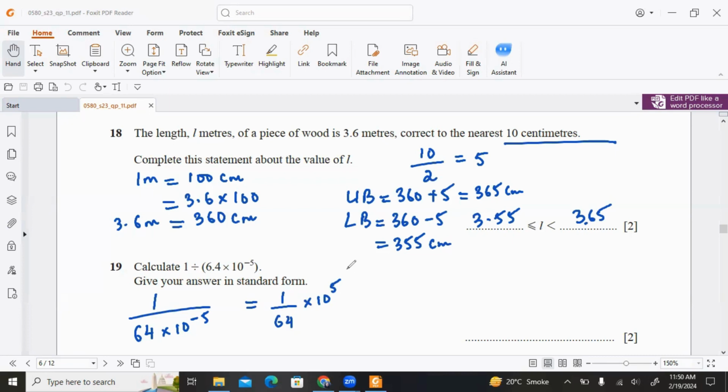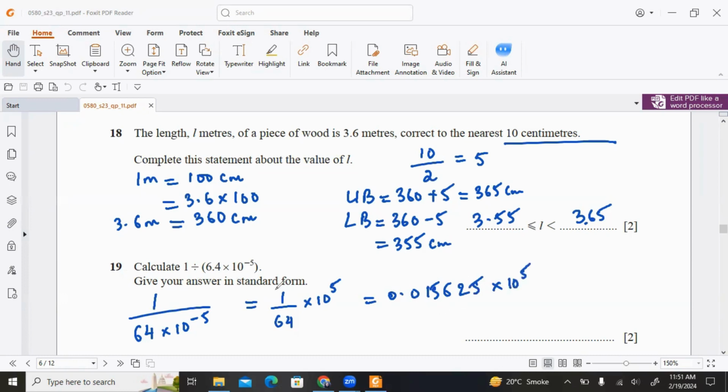For example, if it was 10 to the power of 5 in the denominator, if I moved it up, it would become 10 to the power of -5. The same logic applies here, since it's originally -5, when I move it to the numerator, it becomes +5. Next, I'm going to divide 1 by 64, which gives us 0.01565, times 10 to the power of 5 as it is.